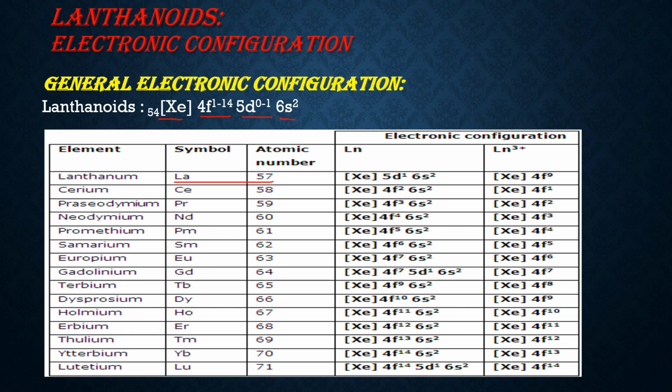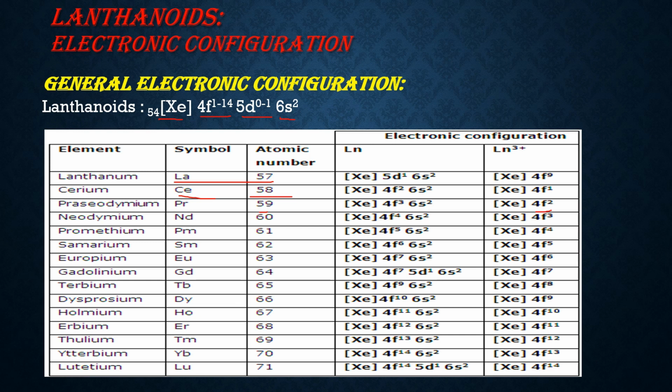Series starts from cerium having atomic number 58 and its configuration is 4F2 6S2, and in plus 3 oxidation state its configuration is 4F1. In plus 3 oxidation state lanthanum has 4F0 configuration, remember this thing. Now the next member is praseodymium. Its atomic number is 59, configuration is 4F3 6S2, plus 3 configuration is 4F2.